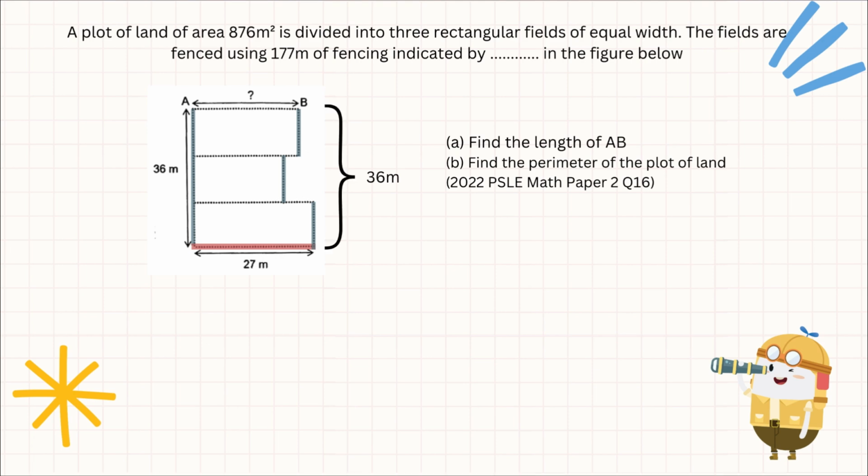On the bottom rectangle, we notice that we have a 27 meters, the same length as this 27 meters over here. Since we already know these measurements, let us subtract away of them first. 177 minus 36 times 2 minus 27 times 2 will give us 51 meters. And this 51 meters happens to be shared between these 2 lines. So from here, we take 51 meters and we divide it by 2 to give us 25.5 meters.